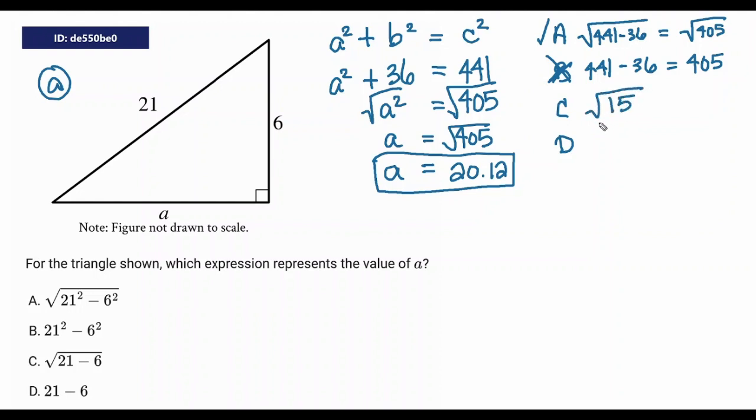Answer choice C says the square root of 21 minus 6, which is the square root of 15. You know enough about square roots to know that they don't get bigger. So this number is not going to be bigger than 15. So it's gone. And then D just says 21 minus 6, which is 15. And that is not 20.12.